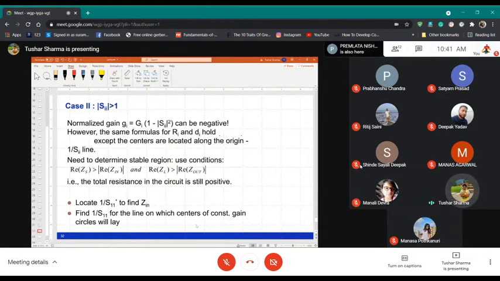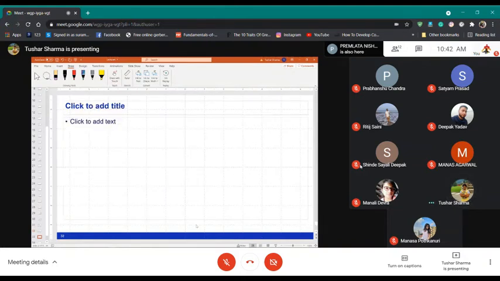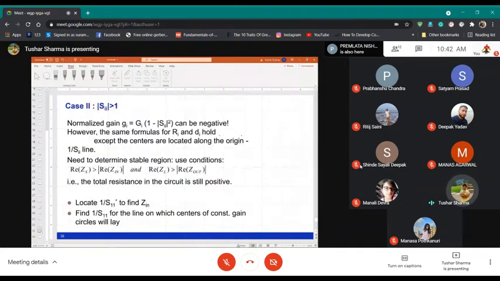So basically, the first step is you draw 1 over S11 conjugate to find whatever is the Z in. Then you find 1 over S11, on which the centers of constant gain circles will lie, like how we did with S11 conjugate in previous cases. And once you do that, then you go and plot your gain circle.